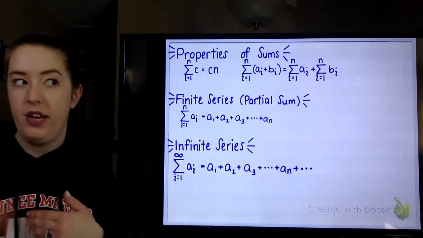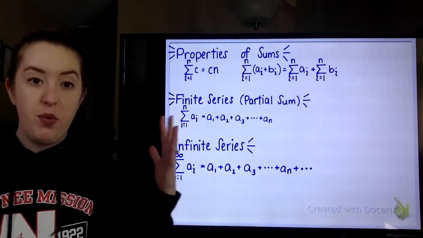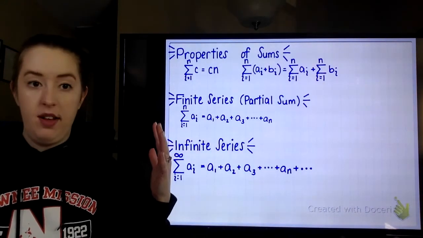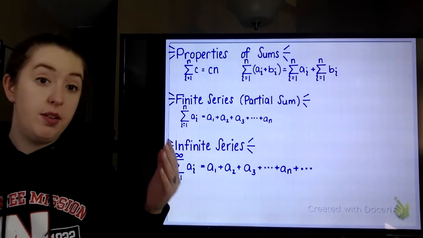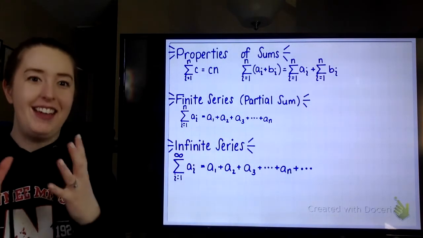So if you have 3, 3, 3, 3, 3, and you want to take from 1 to the 4th term, you're going to have 4 3s all added together.